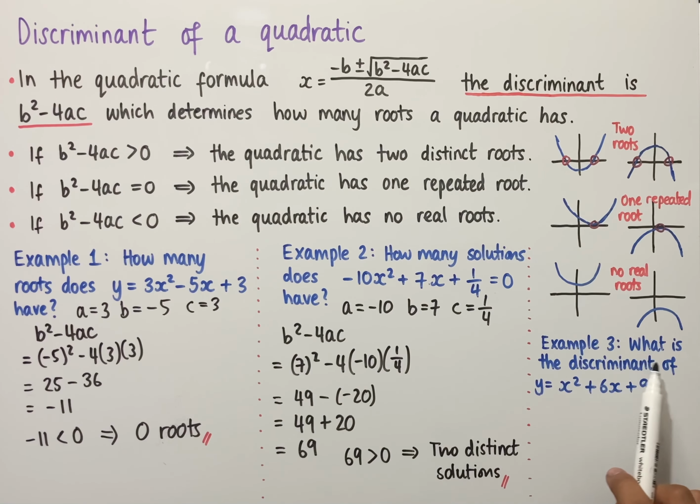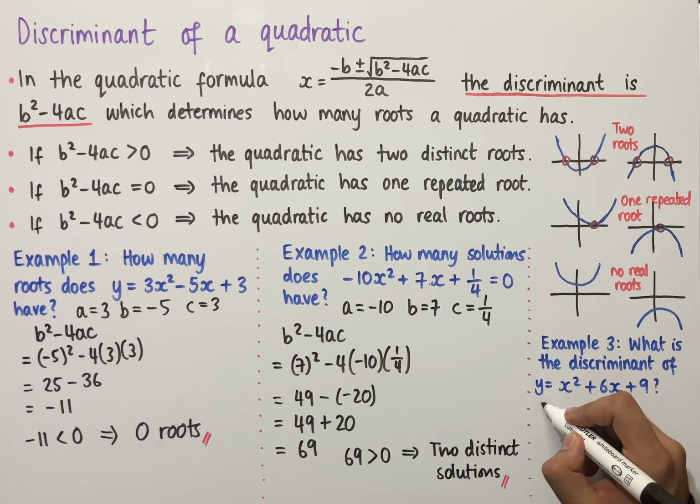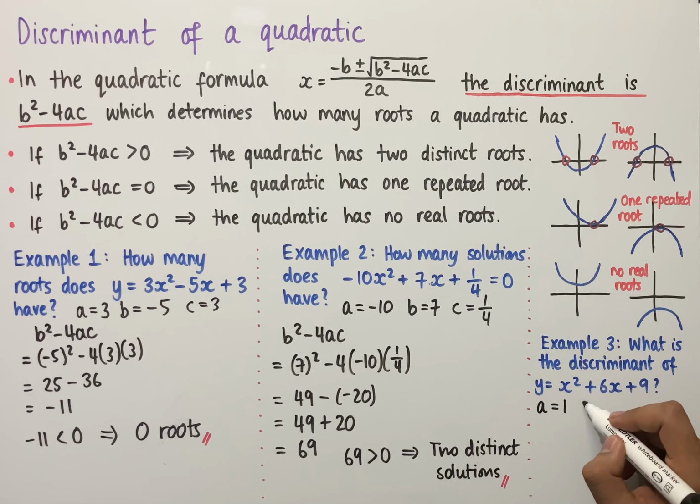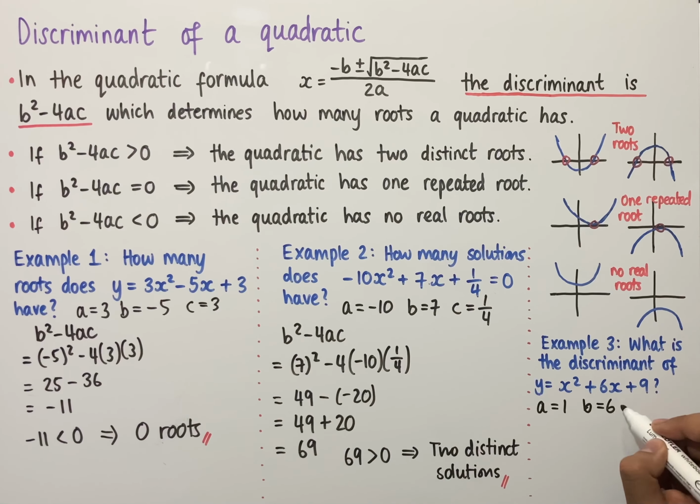Last example says, what is the discriminant of y equals x squared plus 6x plus 9? So first we should label the coefficients. a is equal to 1 because it's the coefficient of the squared term, b is equal to 6 because it's the coefficient of the x term, and c is equal to 9 because it's the number on its own.